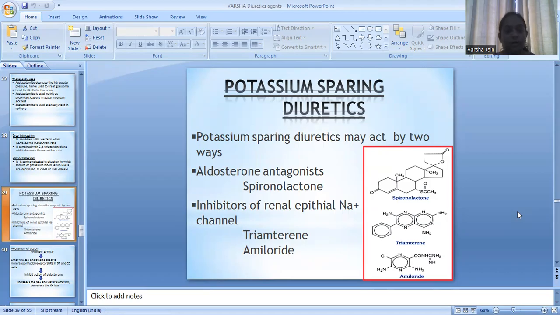Coming to the potassium sparing diuretics, they may act in two ways: as an aldosterone antagonist, that is spironolactone, and as an inhibitor of the renal epithelial sodium channel, triamterene and amiloride.